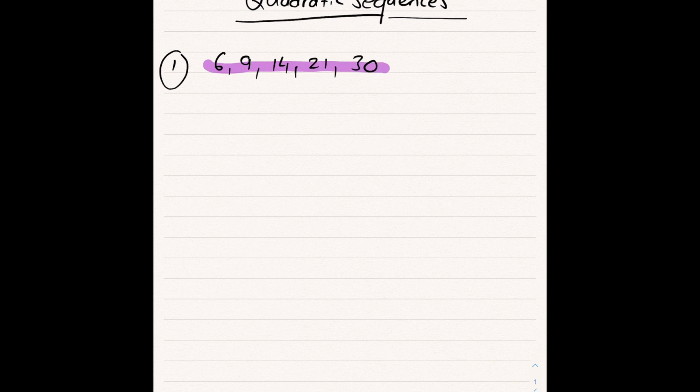Now we want to find the differences. So we have 3 for the first one, 5, 7, and 9. Unlike linear sequences, the differences 3, 5, 7, 9 are not the same. So we just find the difference between those numbers: between 3 and 5 is 2, 5 and 7 is 2, and 7 and 9 is 2.